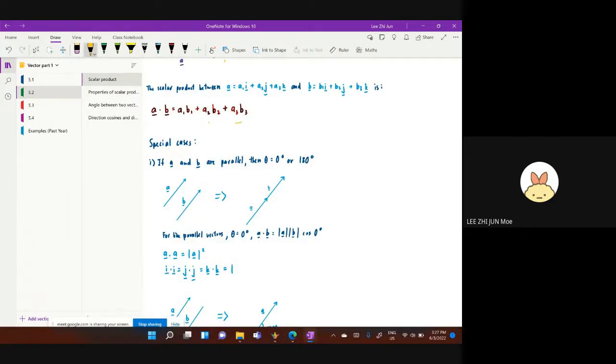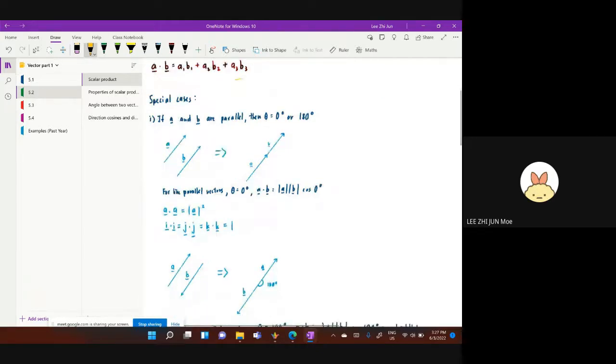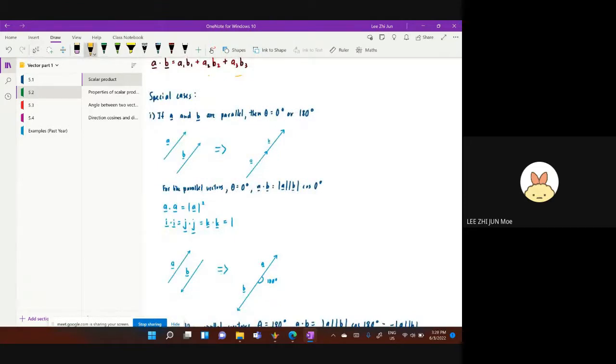So there are some special cases. If A and B are parallel, the angle between them may be 0 or 180. For parallel vectors in the same direction, the angle will be 0, so the dot product will be modulus A modulus B cos 0, and cos 0 is 1, so the 1 is nothing.